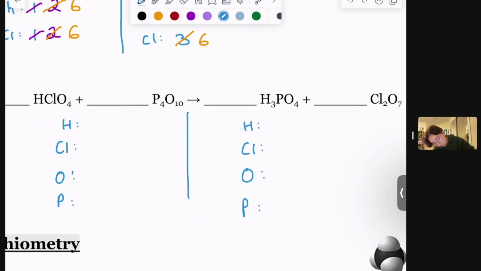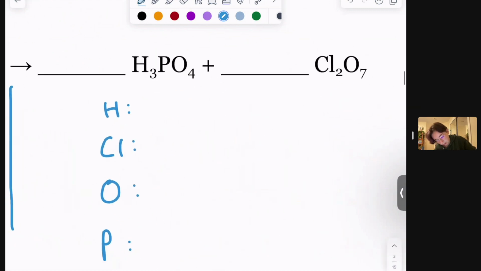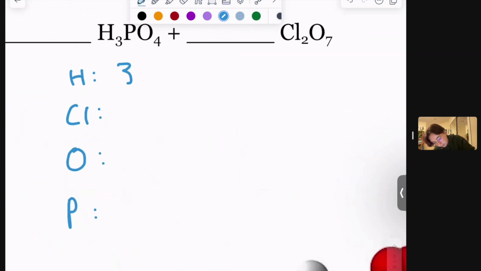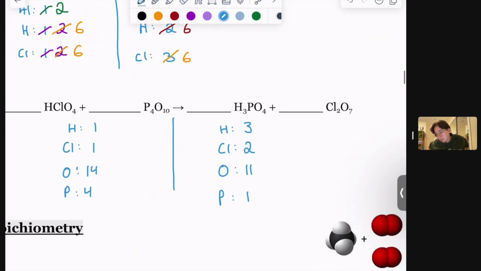So let's count this out. We got 1 hydrogen, 1 chlorine, 1, 2, 3, 4, plus 10, 14 oxygens right now on my left side, 4 phosphoruses on my left side, 3 hydrogens, 2 chlorines, 1 phosphorus, 4 plus 7 oxygens. So let's play with this. Let's see what we can do.